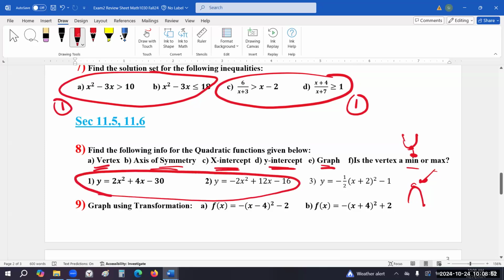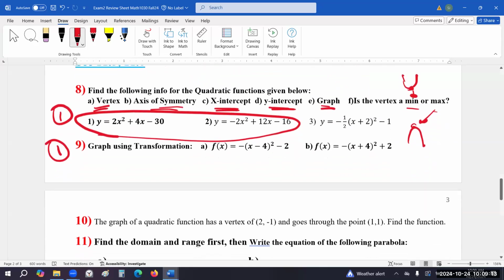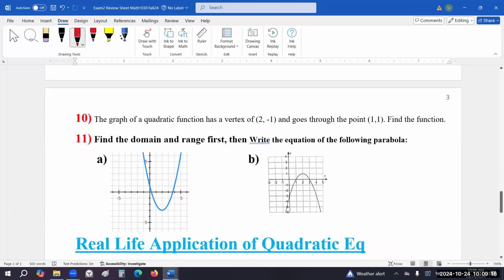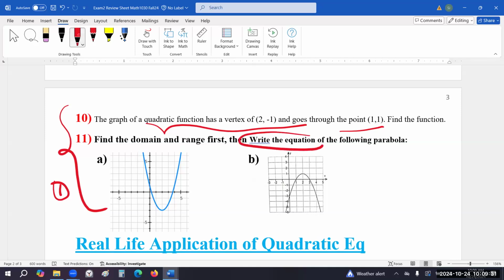From this type of question, I'm going to give 1. Where you have to find everything. Vertex, symmetry, x-intercept, y-intercept, graph, and figuring out max or min. 1 transformation. From these 2, 1. Either I could give you something like a written explanation, or the graph will be given and you're just going to find out what's the equation of the graph, the parabola. And that's it.